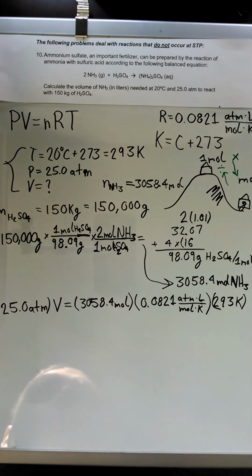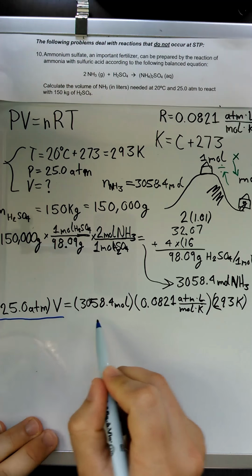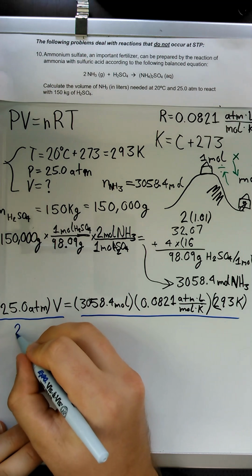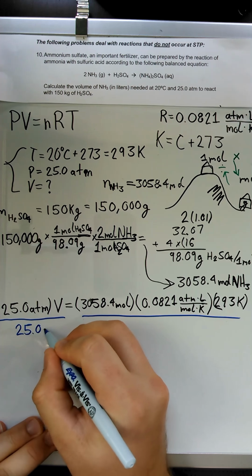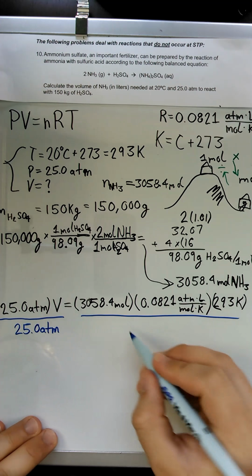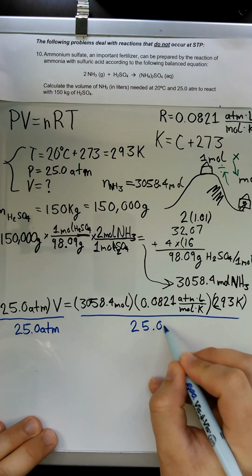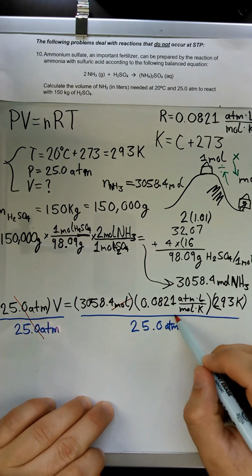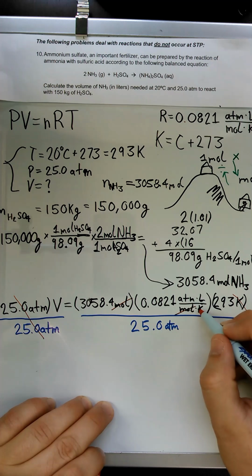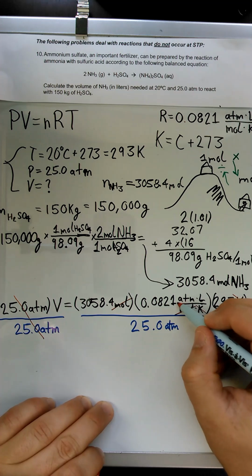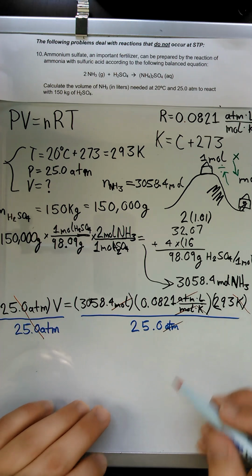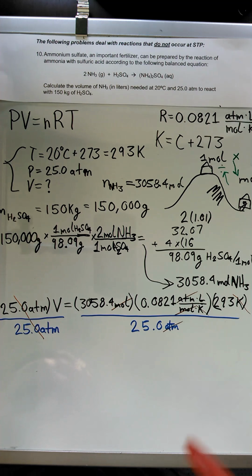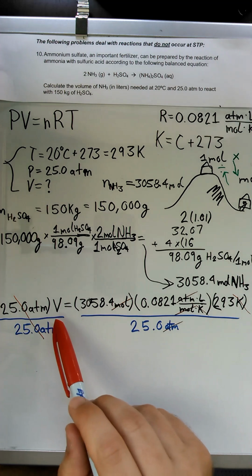We can simply divide both sides by the pressure of 25 atmospheres. That'll cancel on the left side. On the right side, notice moles per mole cancels. Kelvin per Kelvin cancels. And finally, atmosphere over atmospheres cancels. So we're left with units of simply liters, which is going to be our unit for volume.